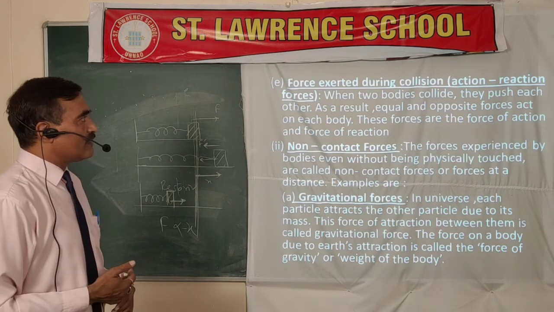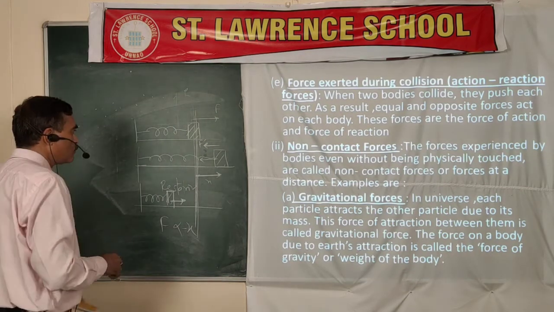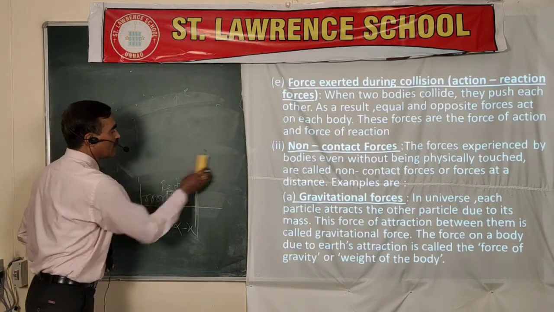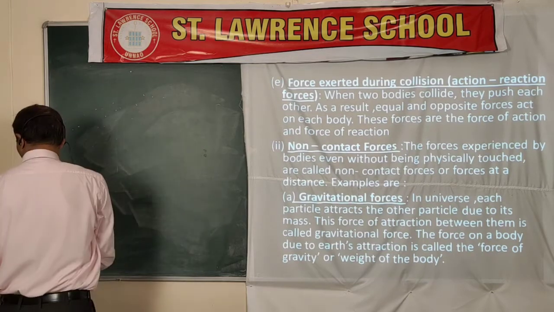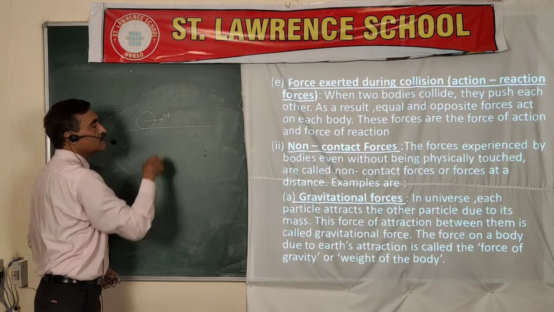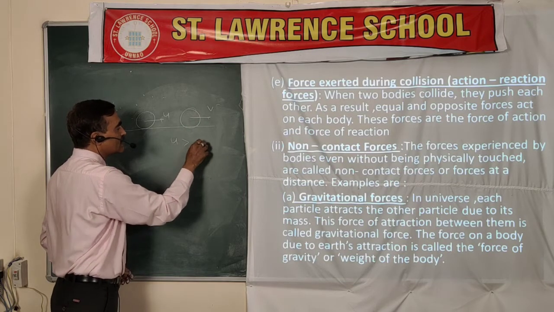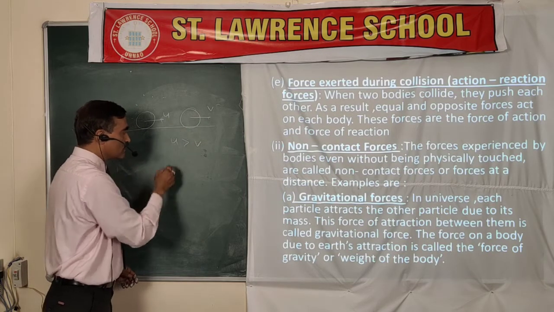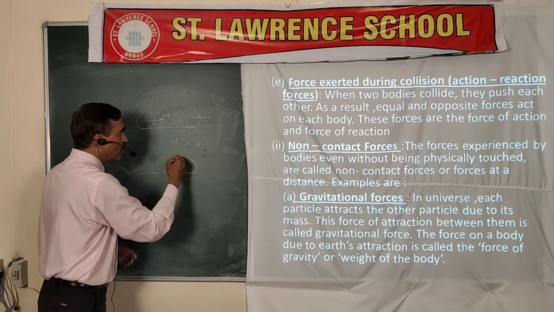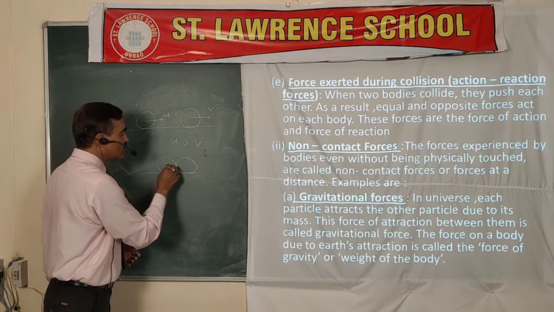Now the next is the force exerted during a collision, meaning whenever two bodies collide. Suppose they are moving along a straight line, and suppose this one is moving with velocity u and this one with velocity v, and u is greater than v. This is one case when the bodies collide, or both are moving towards each other. So these are the two cases when the bodies collide.